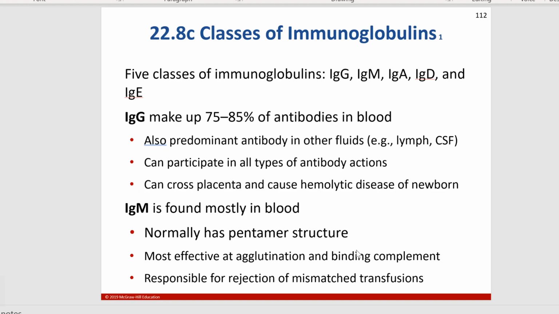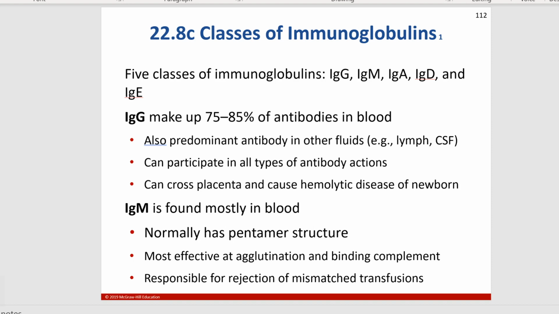So here we go with the different immunoglobulins. There are 5 different classes of immunoglobulins: IgG, IgM, IgA, IgD, and IgE. Most of them are IgG.